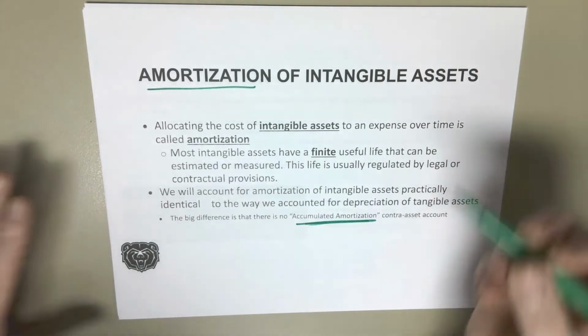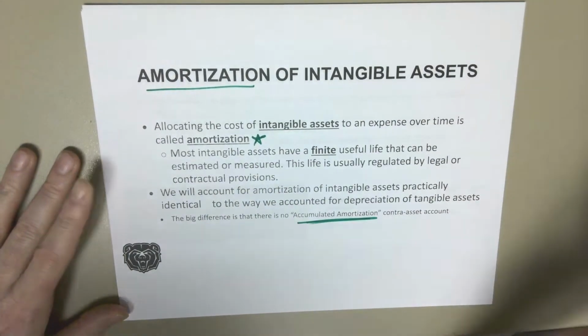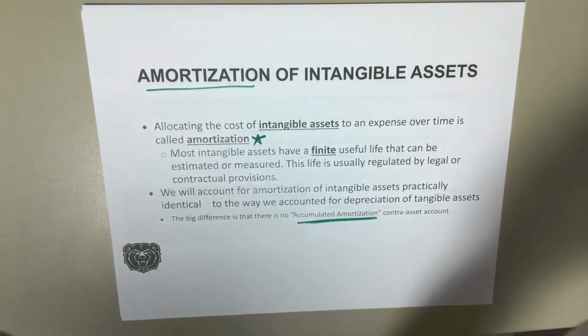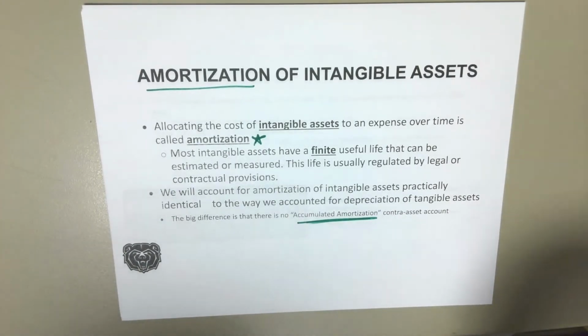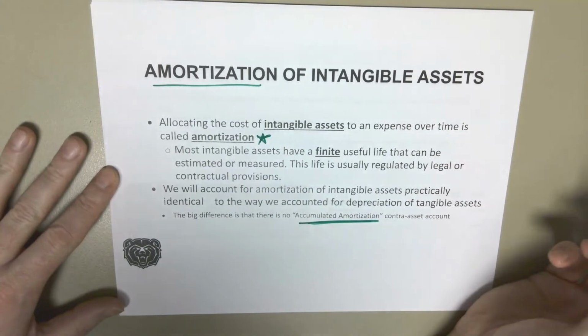So allocating the cost of intangible assets to an expense over time is what we call amortization. Again, this is almost exactly like depreciation. We're going to do straight line amortization. We're not going to do anything funky. It's just going to be straight line amortization. We'll handle it almost the exact same way that we handled depreciation for tangible assets.